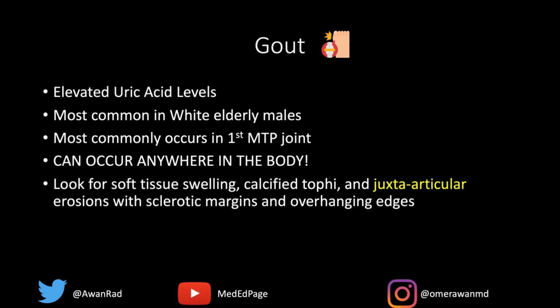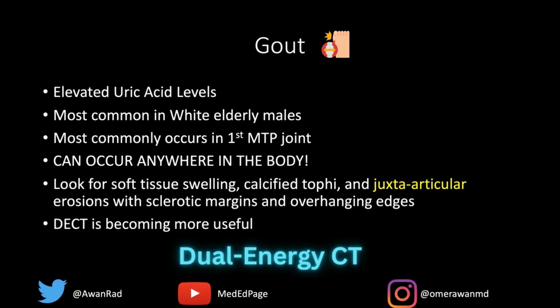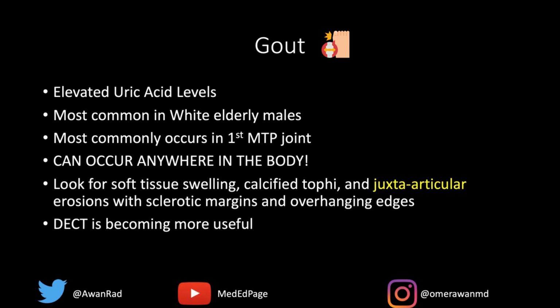They're typically very well defined, right? Erosions in rheumatoid arthritis tend to not be very well defined, but these are really well defined erosions. They often have sclerotic margins, overhanging edges. These are classic manifestations of gout. And dual energy CT is becoming much more useful in the diagnosis of gout. It uses color-coded pixels to identify the monosodium urate crystals.